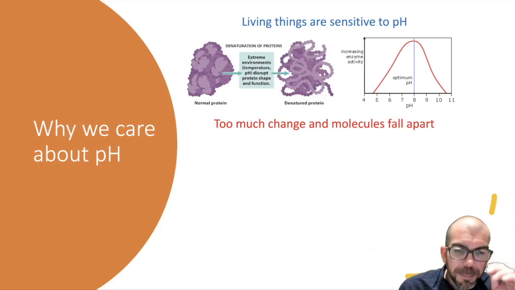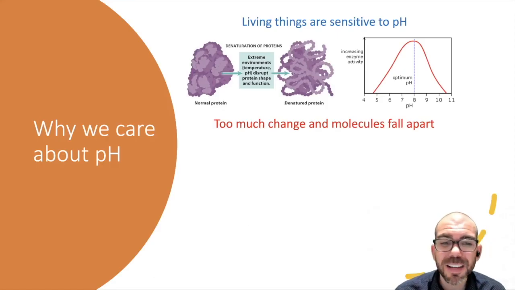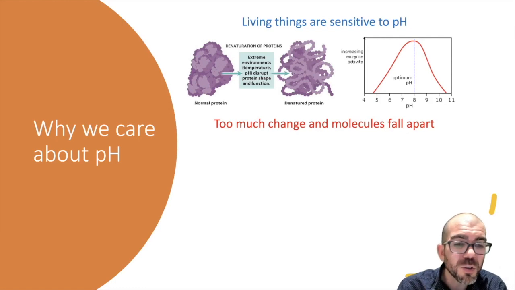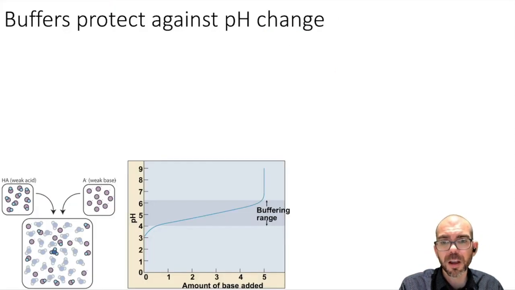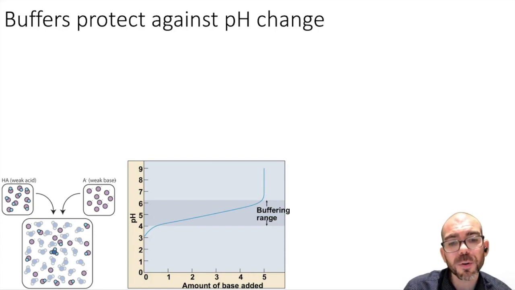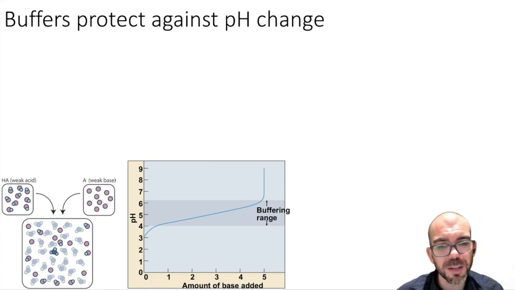Another reason we care about pH in biology is that living things are very sensitive to it. We are made of proteins, and proteins are sensitive to their environment. If it gets too hot, too cold, too acidic, too basic, those proteins fall apart and no longer function. So this is why we have to be mindful of pH. Fortunately, living things have evolved something called a buffer solution to help protect them against rapid changes in pH.